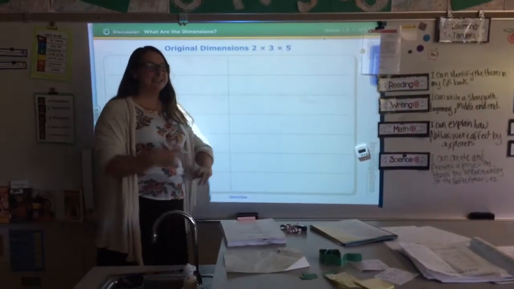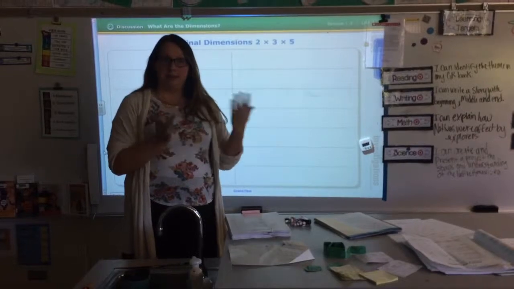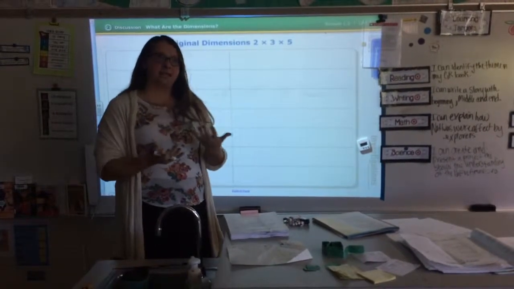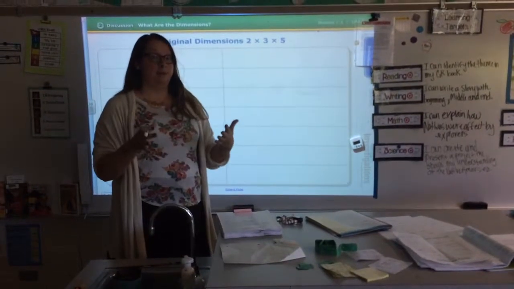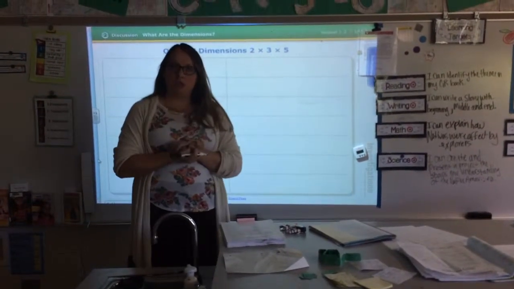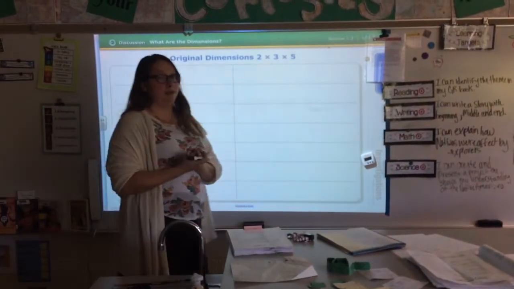Welcome back, class. Today is lesson 5, and we are actually going to be referring back to lesson 3. So remember when I asked you the question about what would you do if you had double the amount? Well, today I'm going to give you a strategy for using the dimensions to double the amount.